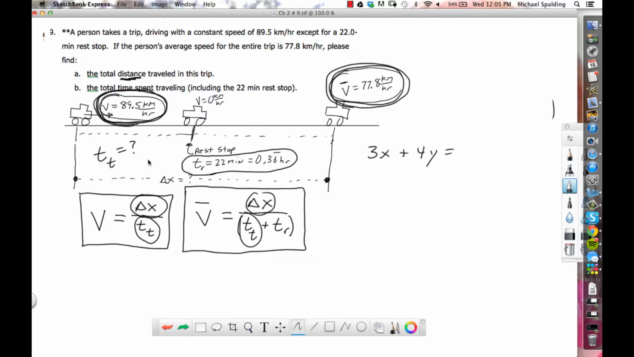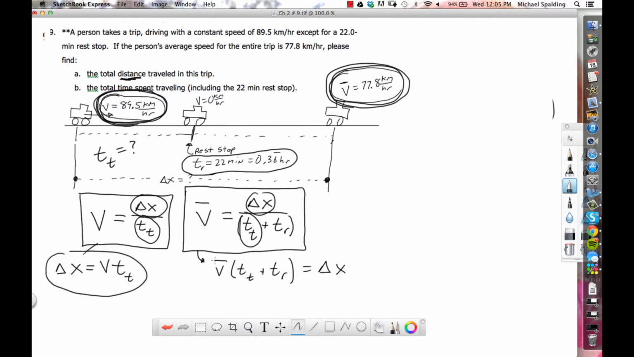So let's do this. The easiest way to do this is to rewrite this. So this is going to be average velocity times time of travel plus time of rest equals delta x. And then take this equation right here. Delta x is going to be velocity times time of travel. What do these two equations have in common? They're both set equal to what? Delta x, and the delta x's are the same.